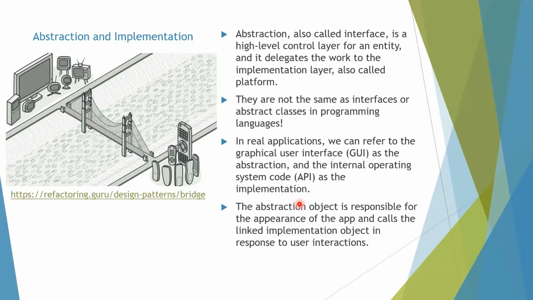Now, to make sure we understand this pattern, when we refer to abstraction and implementation in its definition, we mean by abstraction the user interface, for example, or any high-level control layer that receives user requests and sends these requests to the layer underneath it, which performs the low-level operations. And we can refer to this lower level, the implementation, as, for example, the system code API. So we can see how the bridge pattern helps us develop the interface and the underlying code separately.